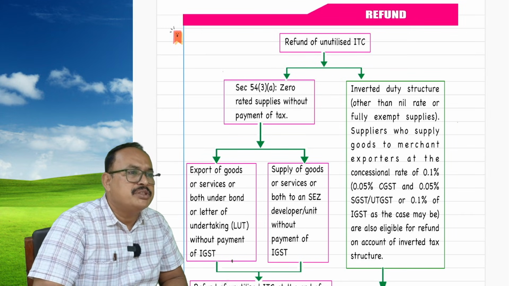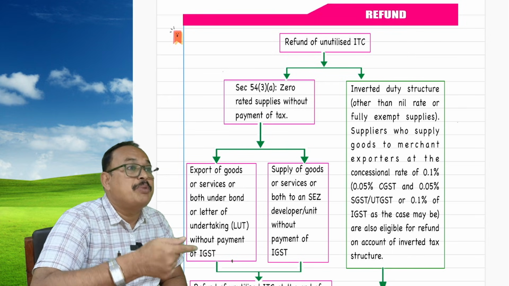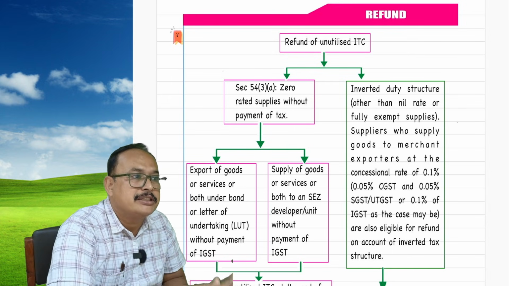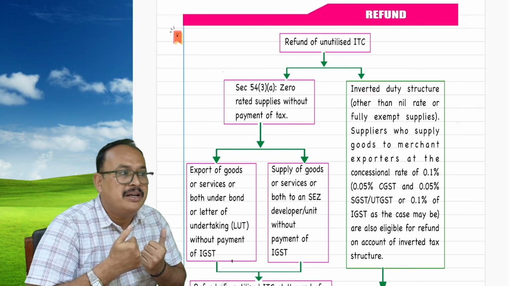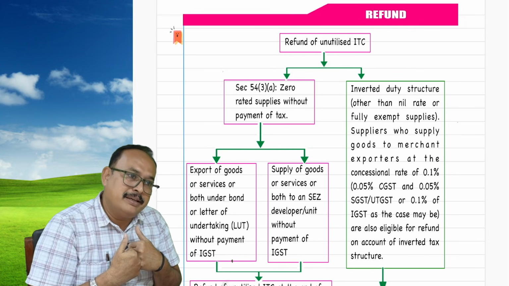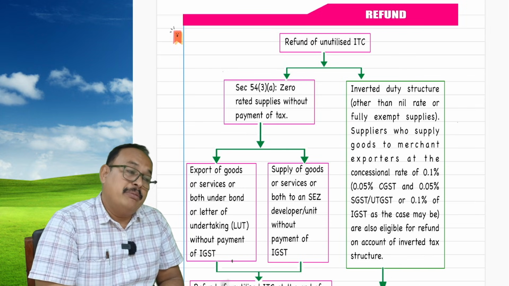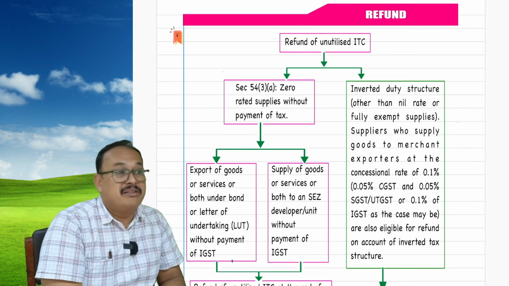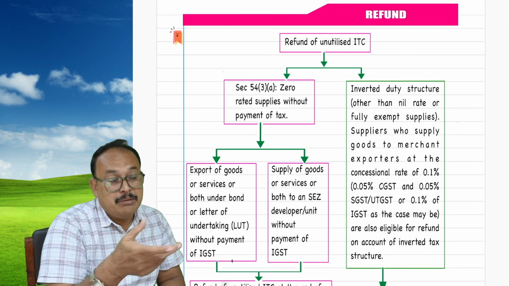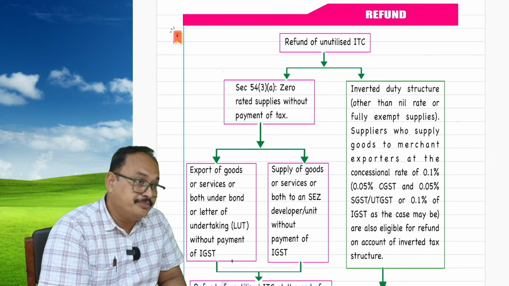In that case, Mr. Exporter, you export the goods by payment of IGST. The same you can claim for refund. Is that clear, my dear friends? Refund claim should be made within 2 years from the relevant date. If it is a time-barred claim, refund is not allowed.